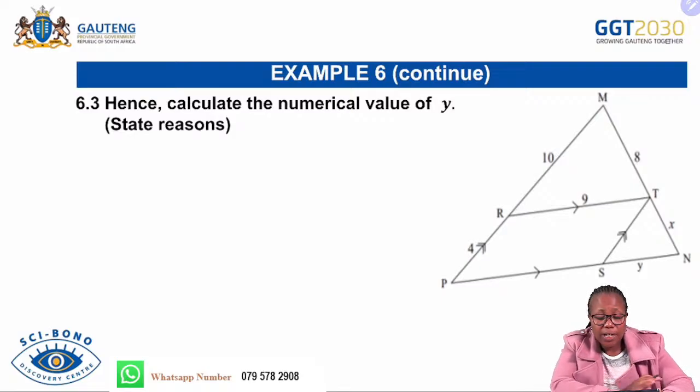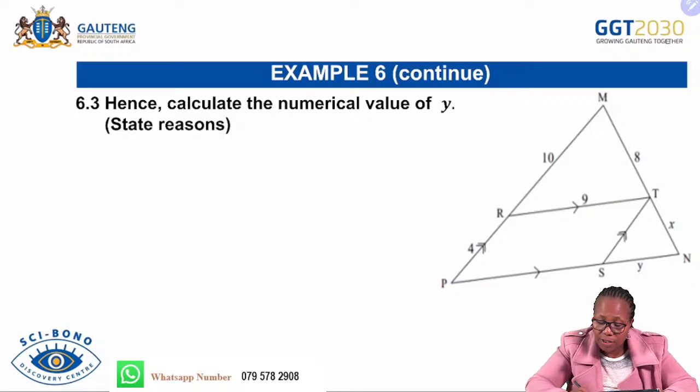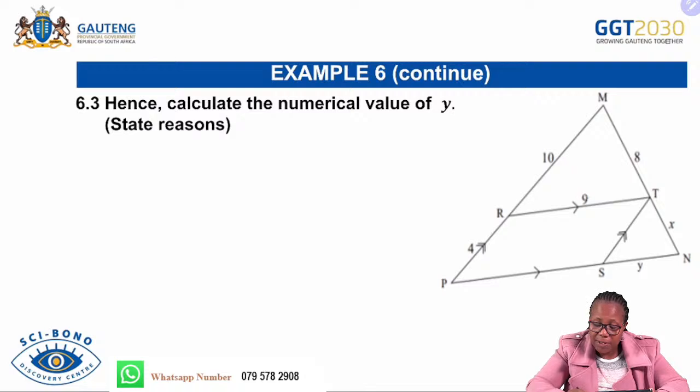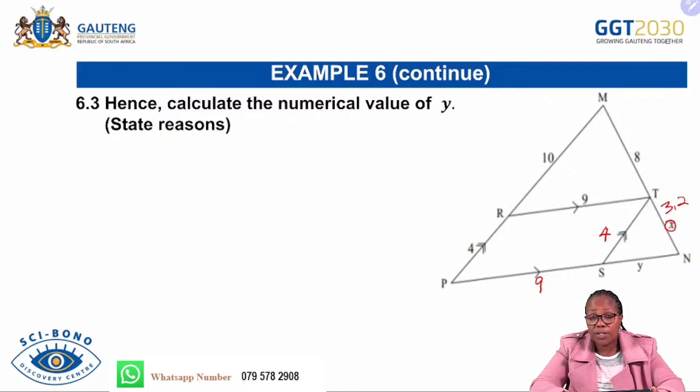And now we can calculate the value of y. Since we have concluded this is a parallelogram, that means if it is 9, this will also be 9 because the opposite sides of the parallelogram are equal. Can you see that, grade 12? And then we have calculated the x here, and x is equal to 3,2 from our previous calculation. Hence, they say calculate the numerical value of y now.